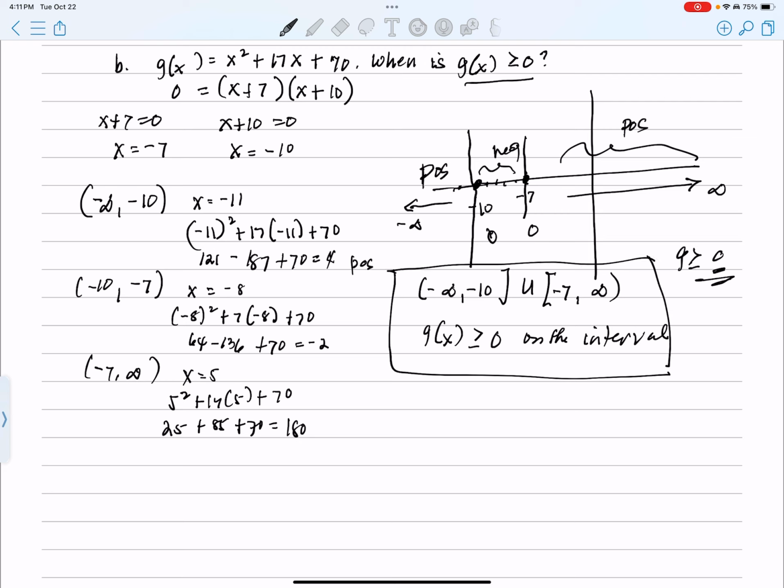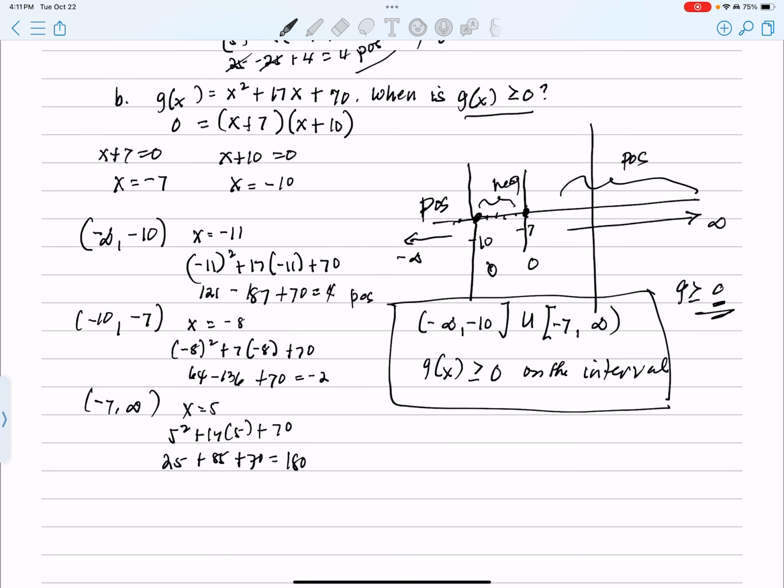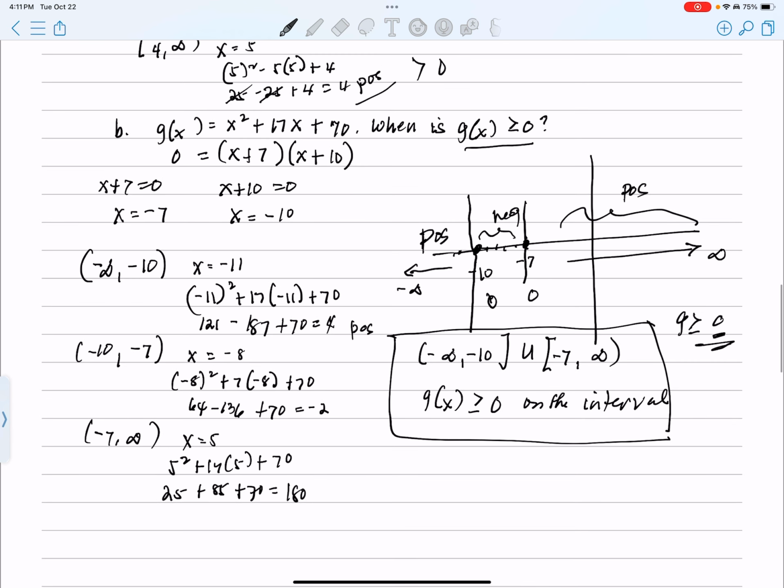All right. So we have the problems and solutions of polynomial functions and complex zeros. So I'll see you in the next one.